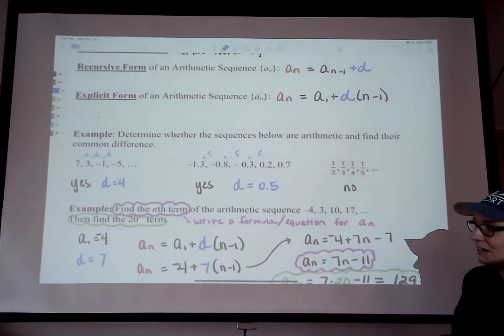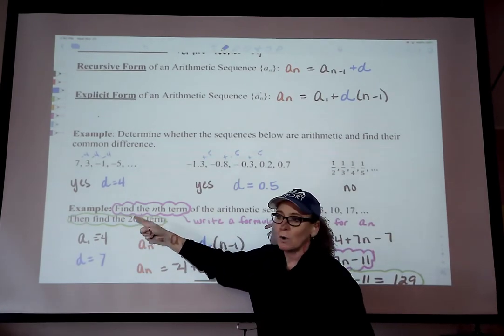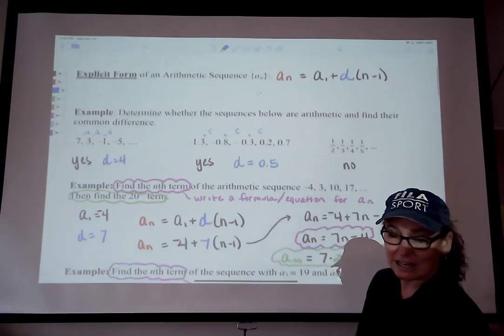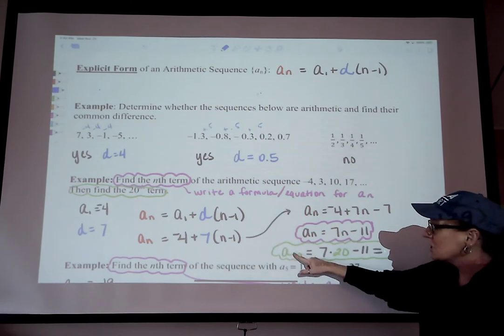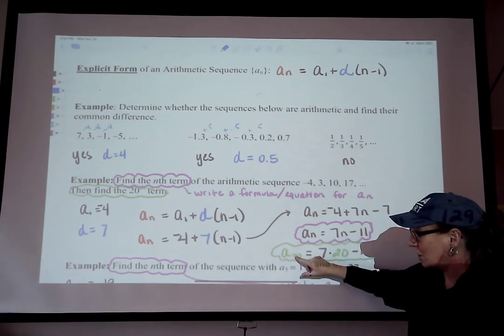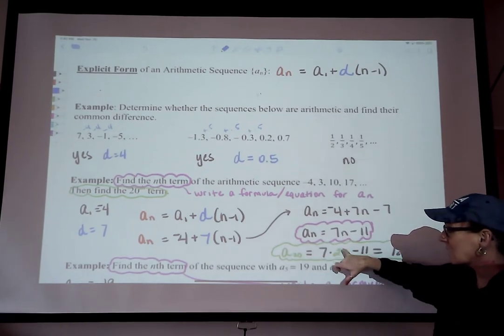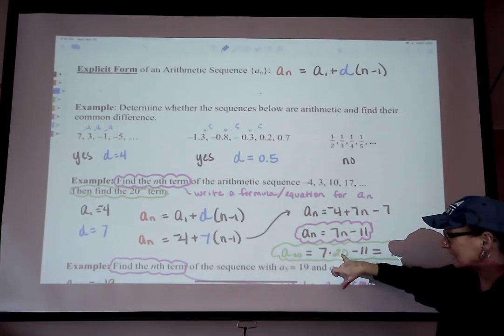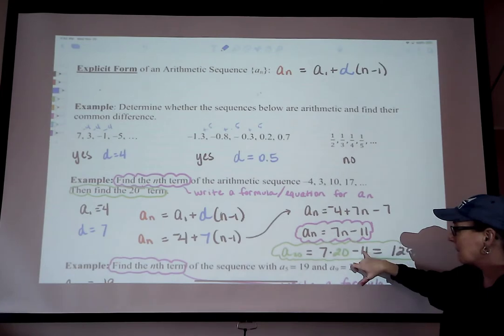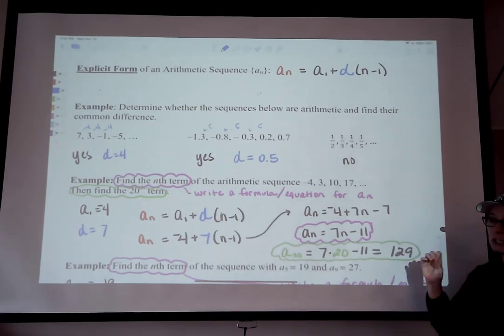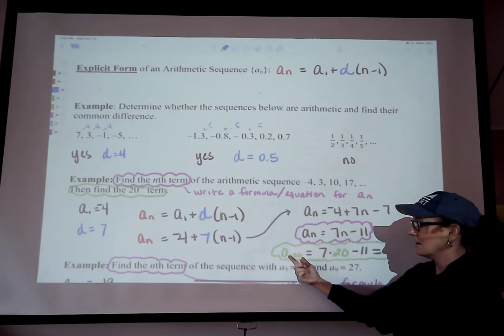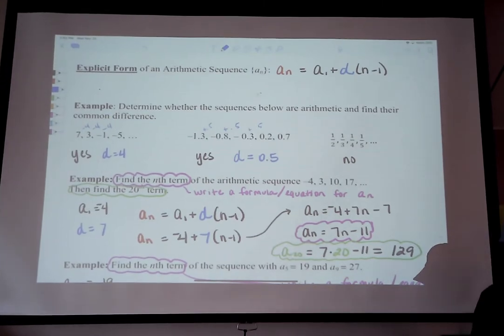And then jump to the 20th. Well, that's easy now that you've got your explicit formula. Jump to the 20th. I want the 20th term. Here I go. I'm going to take 7 times 20. Remember, n is 20. If I want my 20th term, minus 11. This is my 20th term. This is a sub 20.